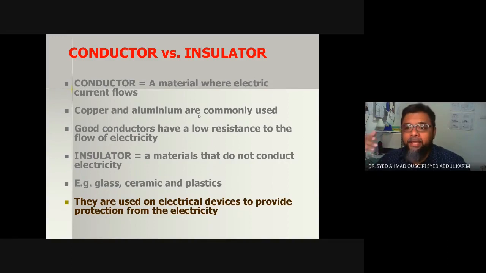Kita load up that wire lebih daripada sepatutnya. So that's why kalau extension wire tu janganlah pergi sambung sampai 10 device kan. So habislah kan extension tu, sebab you are pulling so much electricity through that tiny cable.